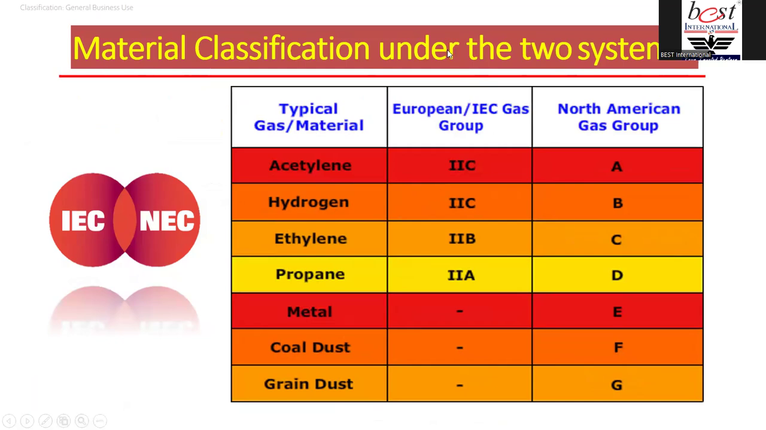Otherwise, understand the material classification under the two systems. Like if you are benchmarking the European IEC gas group or the North American gas group, and these are the materials, then understand the classes. As per IEC, hydrogen is IIC, and as per the North American group NEC it is group B. Same way for ethylene, same way for propane. So understand the group as per IEC and as per the North American gas group, IEC or NEC. Based on that, you take your material decisions.